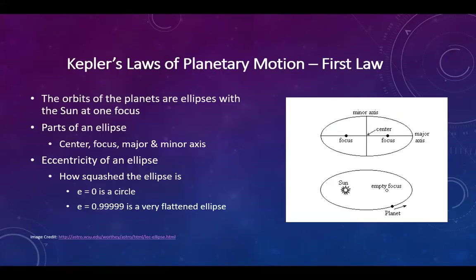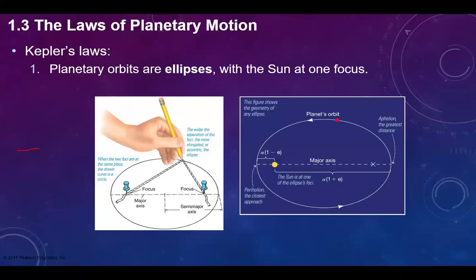So Kepler's law says all the orbits of the planets, you put the sun in one focus of the ellipse, the planet orbits around the ellipse. So no longer circular orbits, no longer the sun in the center. Exactly. It's at one of the focuses of the ellipse.